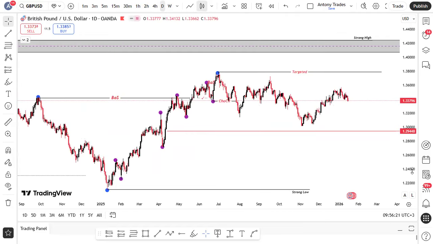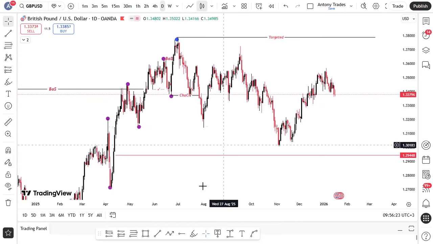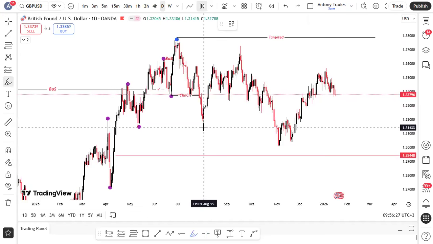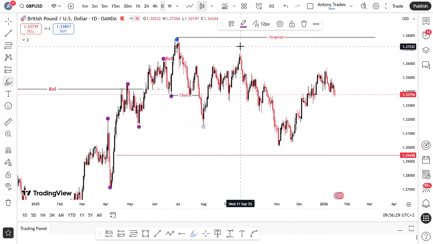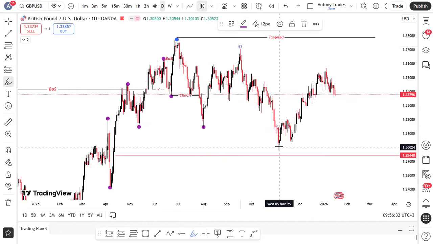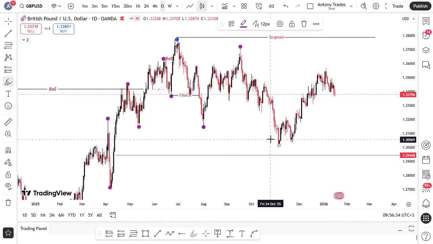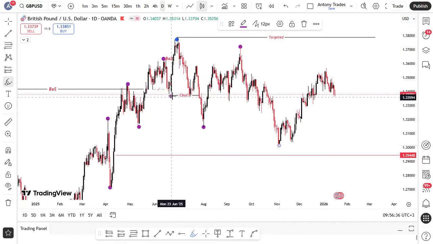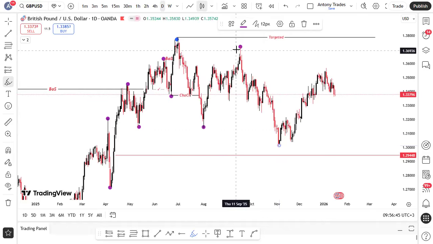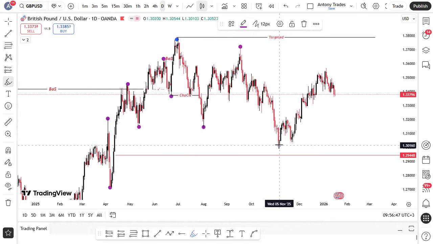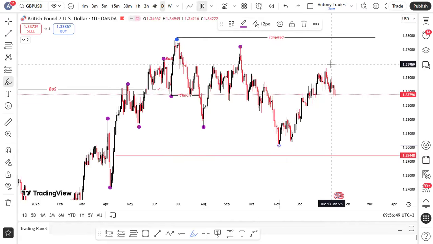Now that we have that, we continue reading the internal structure. So this was our swing low here. This is a swing high. Then we have another swing low. So this is the last higher high. The market went ahead and broke the previous higher low, giving us a lower low. Then we have a lower high, then we have a lower low. Now we need to confirm whether this is our lower high.